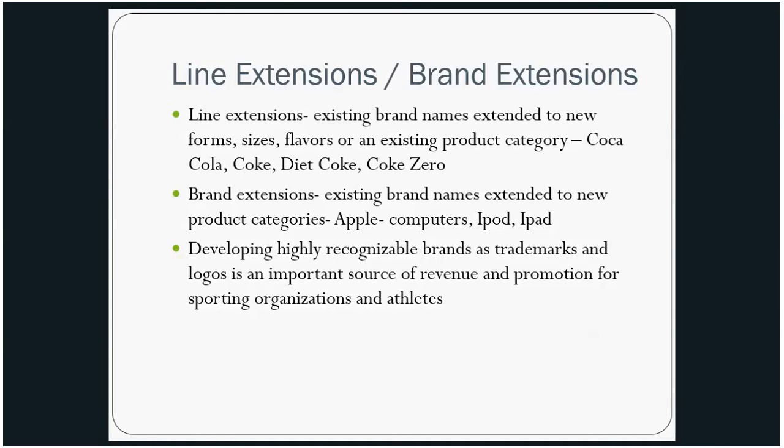So we look at different line extensions, taking our brand name to an existing product category, like Coca-Cola developing Coke, Diet Coke, Coke Zero, or brand extension. We're moving into new product categories, like Apple going into computers, and then the iPod, the iPad, the watch, categories that are not computer related. So we can develop highly recognizable brands as trademarks and logos to create revenue. So we look to extend our line into different areas. We can do that within, if we're an equipment manufacturer.